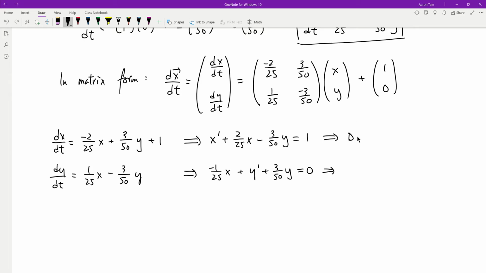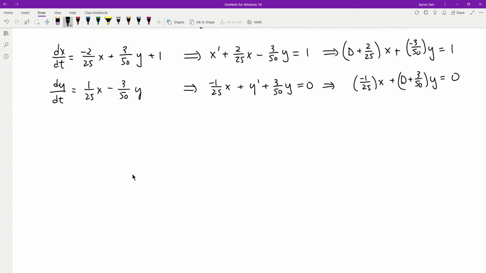So therefore this will be (D plus 2/25) x minus 3/50 y equals 1. I purposely put the coefficient in front inside parentheses and changed it into plus so that we have a negative coefficient, just to make it look nicer. And the bottom one we have negative 1/25 x plus (D plus 3/50) y equals 0. So now my equation is in the right form for me to do our elimination method. So I'm going to do that.